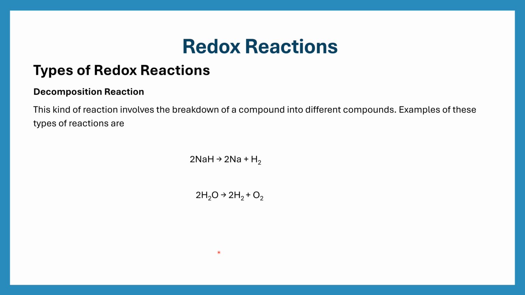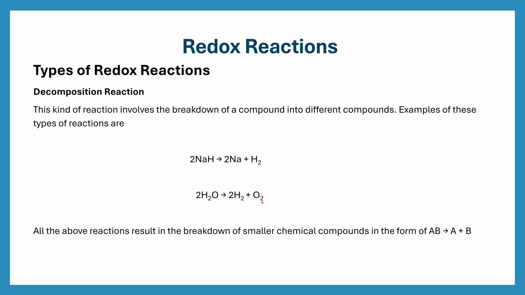In the second example, we see that water is being split into hydrogen gas and oxygen gas. In all of the above reactions, there is the breakdown of a compound in the form of AB to A plus B. We have compound AB, and its constituent components are breaking down into their respective elements.